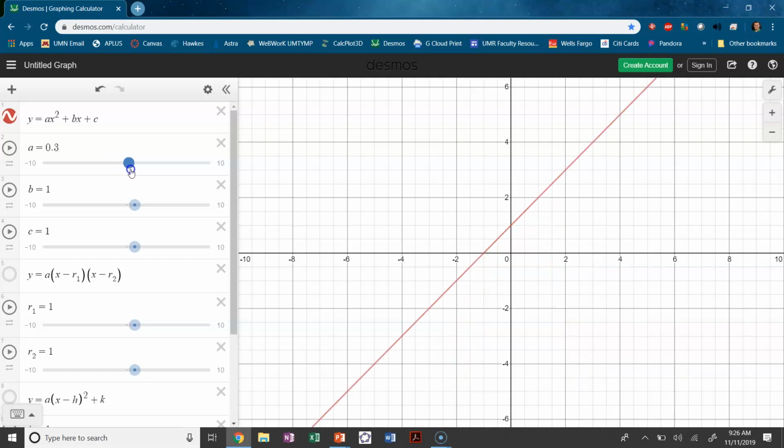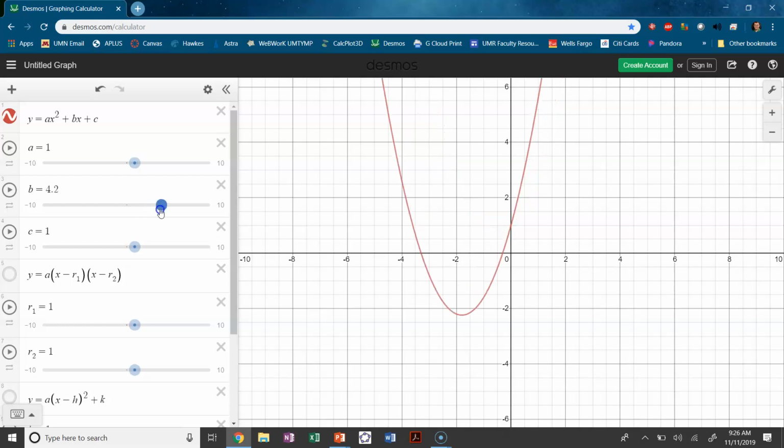What happens? Well, as we change A, if A is positive, it opens up, and there's this general shape of a U type shape. And then as we get to 0, there's our line, right? And then as we go negative, it sort of reverses. And then as it becomes a larger negative or a larger positive number, it gets super skinny. Okay, so that's the effect that A has on it.